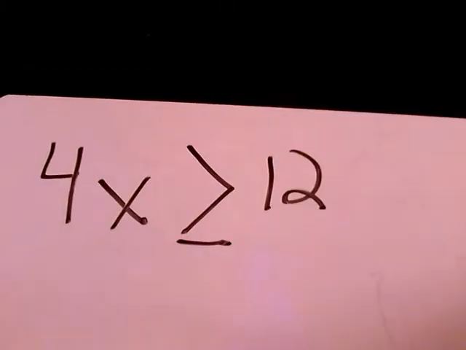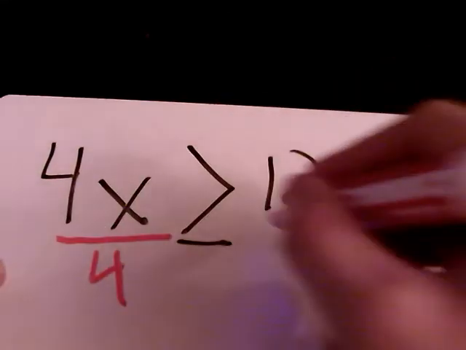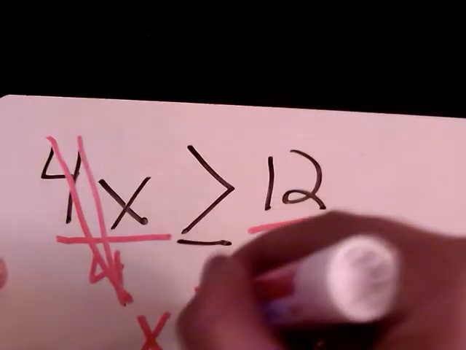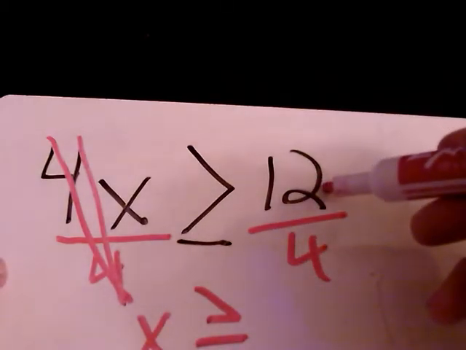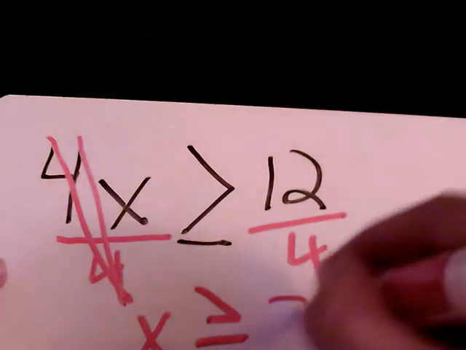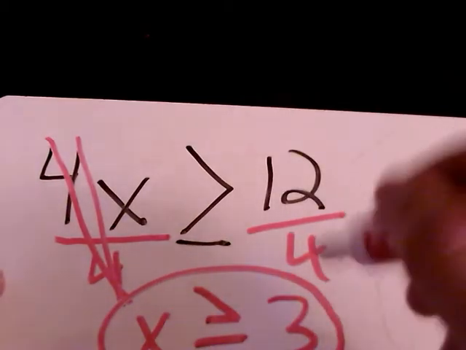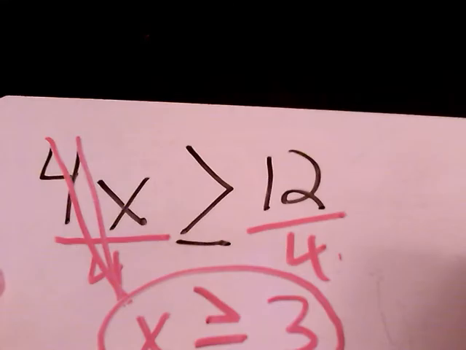Alright, a few more examples. So we have 4x is greater than or equal to 12. Now in this case, we are multiplying between the 4 and the x. To get rid of a multiplication, remember, we divide. So what happens is these cancel out. The x remains. We still have our greater than or equal to sign. And then 12 divided by 4 is 3. And there we go. That would be your answer. Everything greater than or equal to 3. So 3 is included, and everything bigger than that.